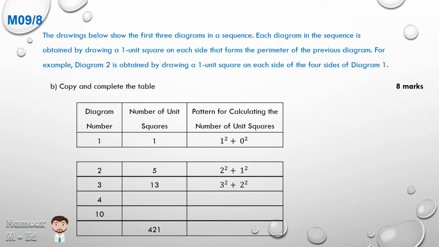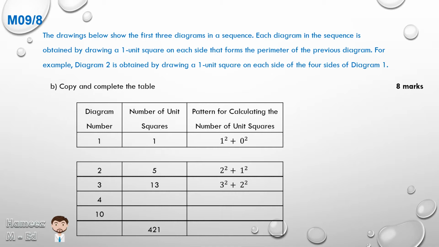And they gave us the pattern for calculating the number of unit squares. For the first one, 1 squared plus 0 squared, 2 squared plus 1 squared, 3 squared plus 2 squared. So now, you should pause the video and try and complete the table. When you're finished, put it back on and check our solution.